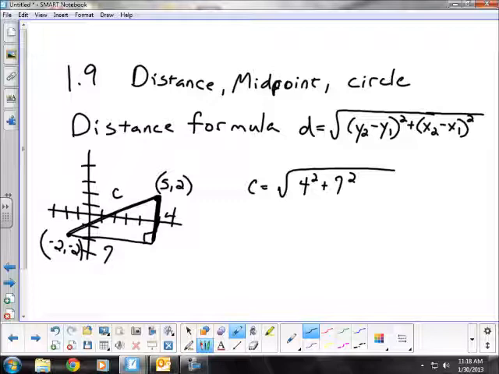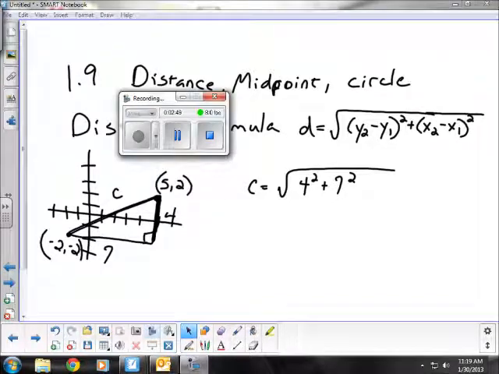Look at the next section on the midpoint formula. You shouldn't need any explanation from me on the midpoint formula. Hang on just a second.